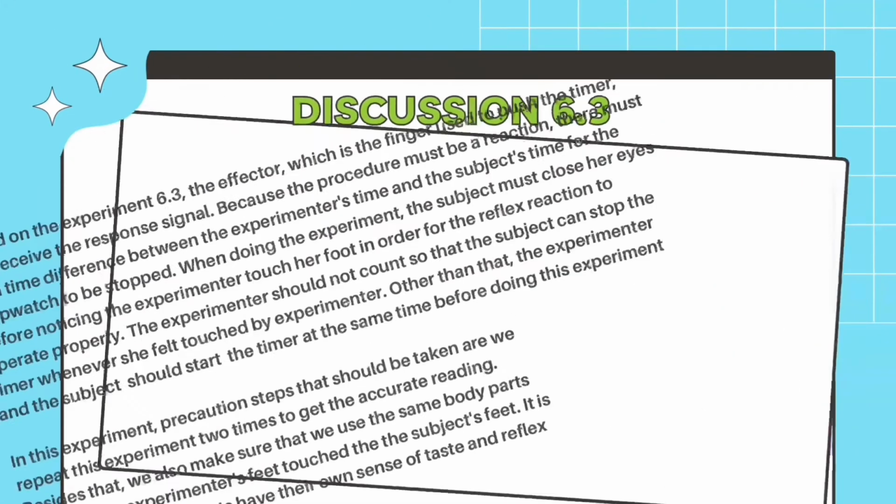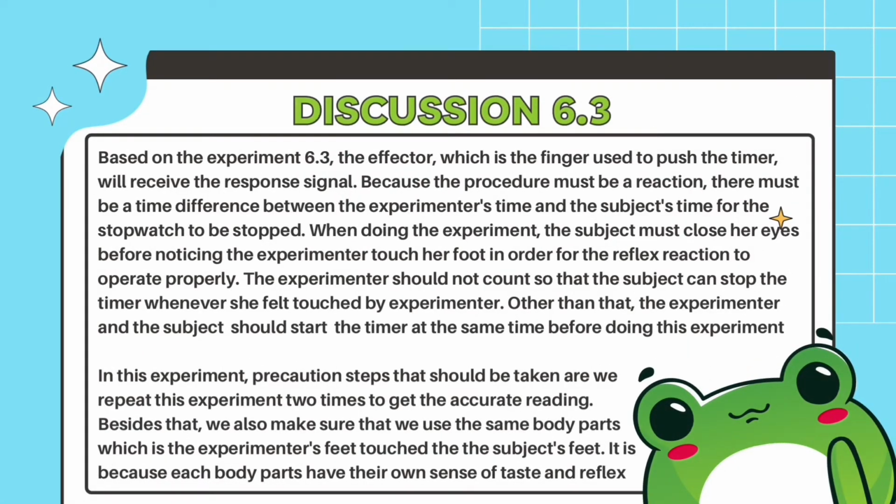Next, discussion of experiment 6.3. Based on experiment 6.3, the effector, which is the finger used to push the timer, will receive the response signal. Because the procedure must be a reaction, there must be a time difference between the experimenter's time and the subject's time for the stopwatch to be stopped.